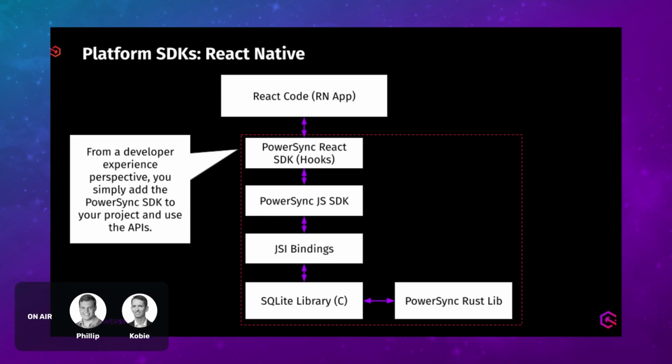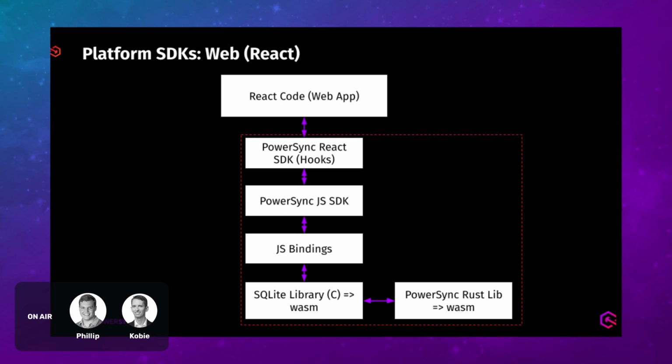So this is pretty much the architecture that we're going with for our React Native SDK. And the nice thing is that for web, it looks more or less the same. We can take that Rust lib into WASM. We have JS bindings instead of JSI. There's a vanilla JavaScript SDK, and there's a React SDK. And so that's coming down the road.